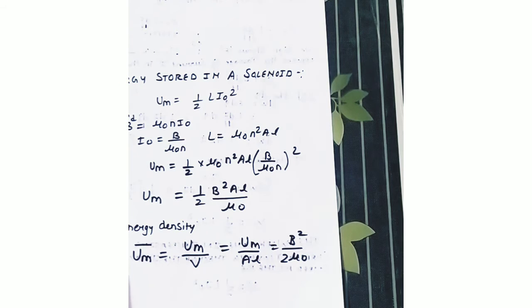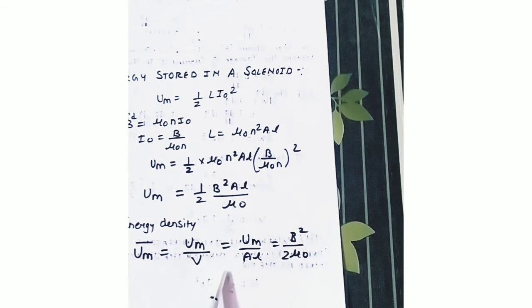Now this is very important: magnetic energy density. What is this magnetic energy density? It is defined as the magnetic energy per unit volume. So U_M upon V, we got B square upon 2 mu naught. This is important, so you have to keep it in mind.